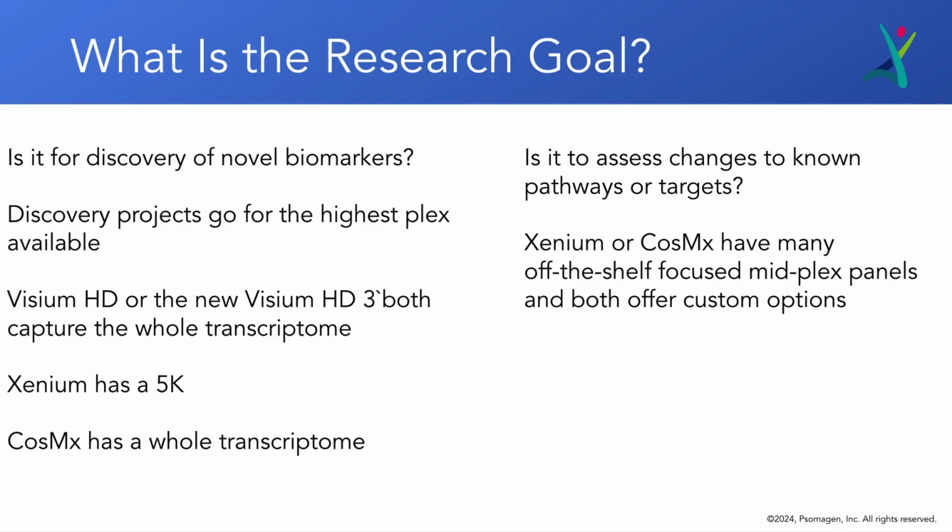The first question to ask yourself is, what is the goal for your research? Is this a discovery project where you don't really know what you're looking for, you're just hoping to find things? In that case, you definitely want to cast the widest net possible. And that means doing something like Visium HD or the new HD3 prime so that you can capture the whole transcriptome. In contrast, if you have an idea of what changes your treatment is going to induce, which pathways, for example, then you may want to go with the off-the-shelf, more mid-plex panel. And you can even add into those.